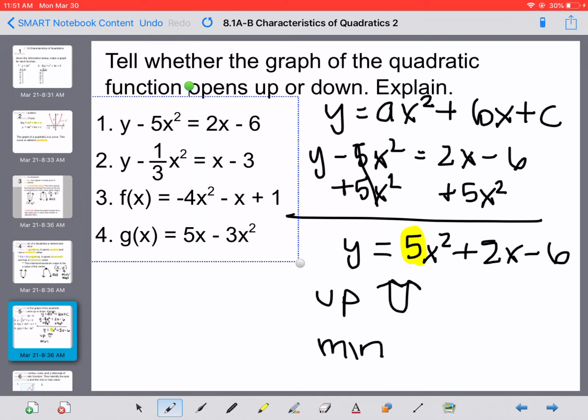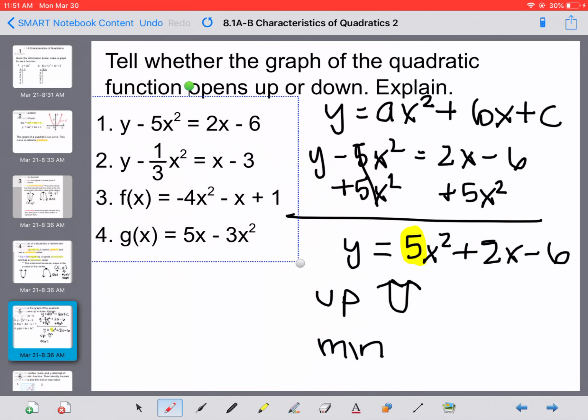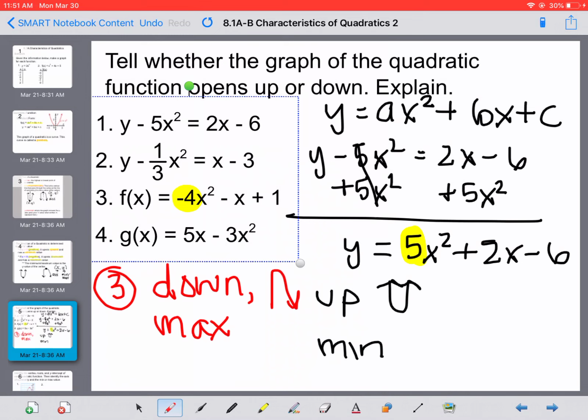If we look at number 3, f of x really just means y, and it's already in standard form. So we look, and here is our a value. It's negative 4. Because it's negative, for number 3 we would say it opens down and it has a maximum, because if it opens down, it's going to look like that.